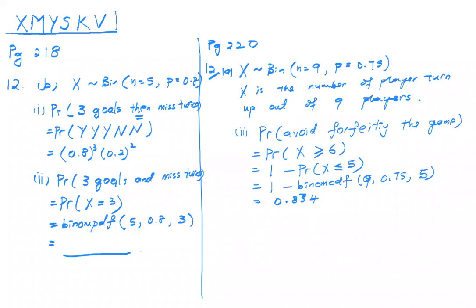So now, have to forfeit the game. I haven't answered yet. So therefore, probability of having to forfeit, because this is to avoid, will be 1 minus 0.834, which is 0.166. Okay? Why do I do it like that? There is a reason for it, because I try to follow the question.